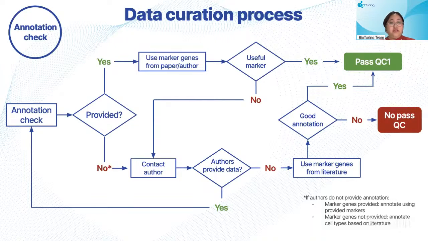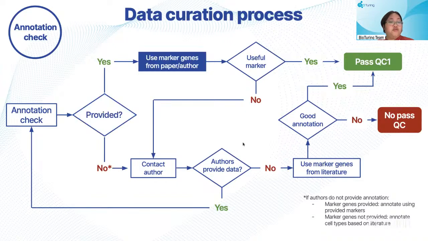So within the annotation check, as you may know, this is one of the very popular questions that we receive from users: where do the annotations come from, right? So actually this flowchart can provide quite full information about that part. So first, we will check whether the cell type annotation was provided by the authors of the paper.